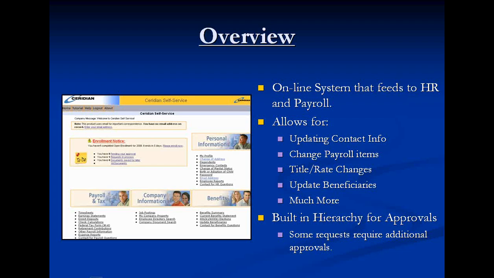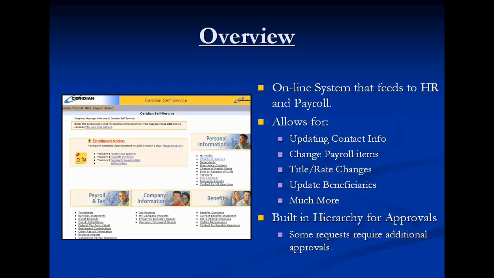The system has a built-in hierarchy process for approvals. Depending on the request, the number of additional approvals needed will vary. We have already set up the necessary approvals that will be needed based on the type of request. Once a request has been submitted, the request will be electronically sent within the system to the appropriate person that needs to approve. An email notification is also sent to this person based on the email address that they have entered within self-service.